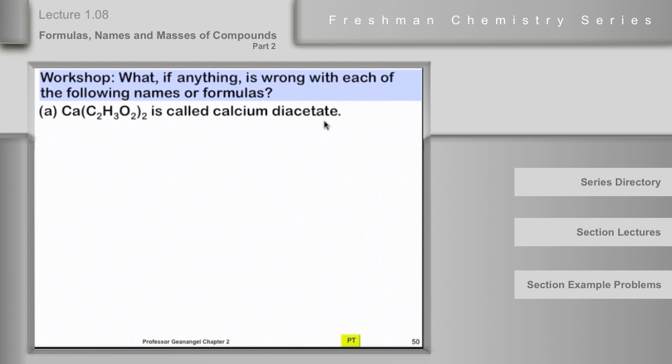The acetate ion, in case you haven't learned it, has a formula C2H3O2, and it has a single negative charge. So this states that Ca(C2H3O2)2 is called calcium diacetate. Is there anything wrong with that? What is it? The di. We don't have to say it. The calcium having 2 positive charges and the acetate having 1 negative charge is enough to write the formula. So calcium acetate, not diacetate. Okay?